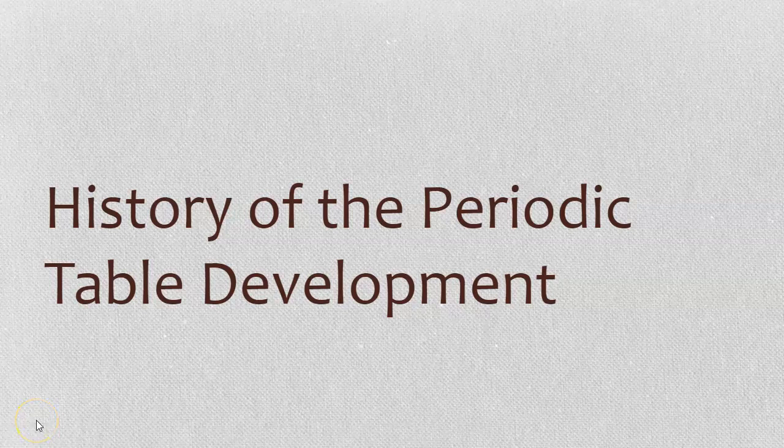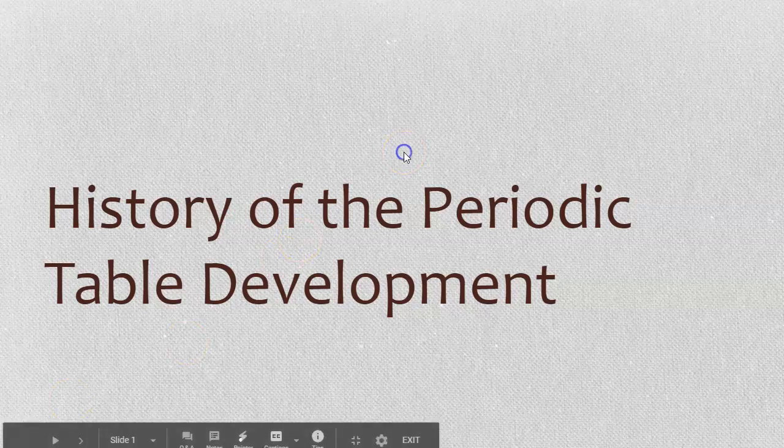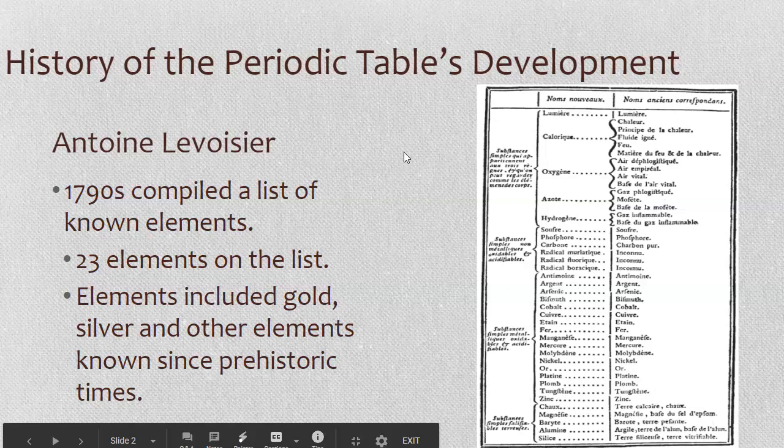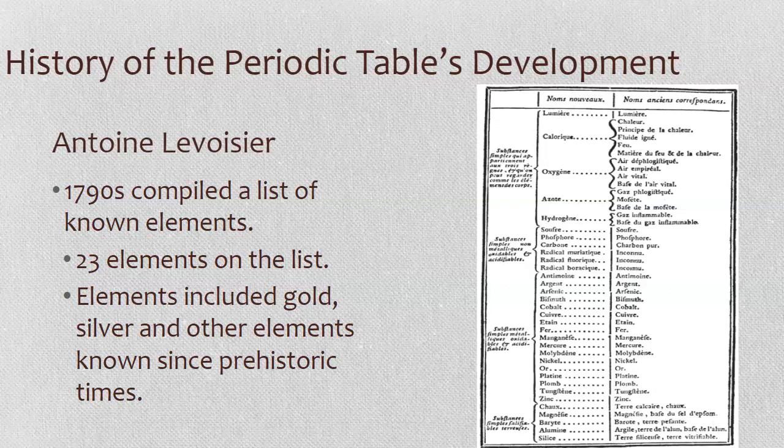Everyone! Today we're talking about the history of the periodic table's development, and amazingly enough, the periodic table did not start with a table. It started with a list from Antoine Lavoisier. This is the first known gathering of elements to date. In the 1790s, Antoine Lavoisier, a French revolutionary and scientist, put together all the elements that were known to man at that time, and there were, get this, 23 elements.